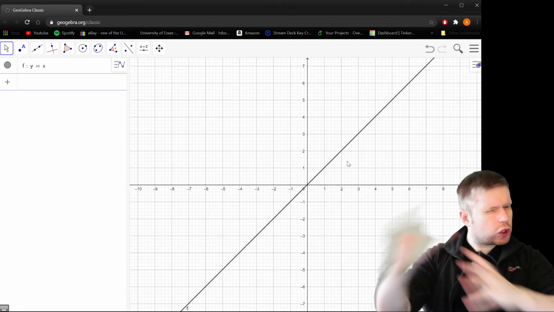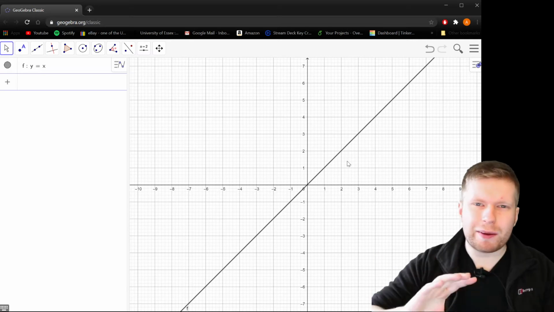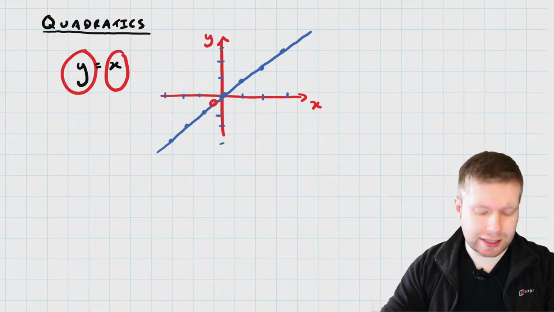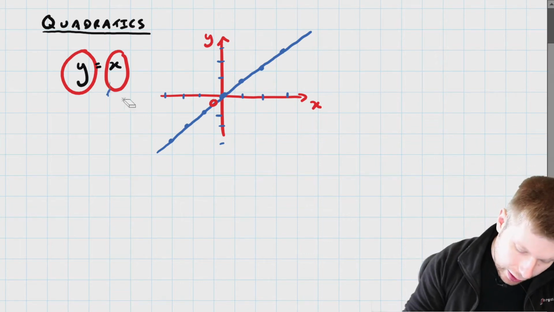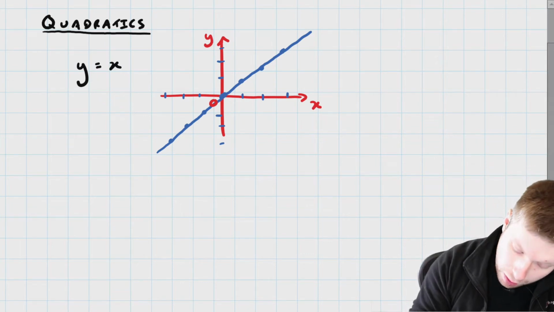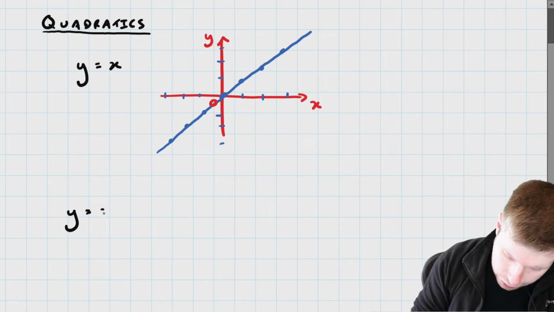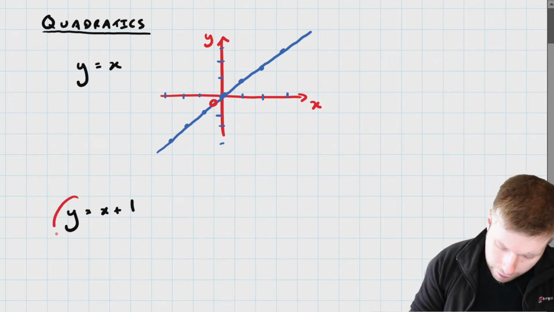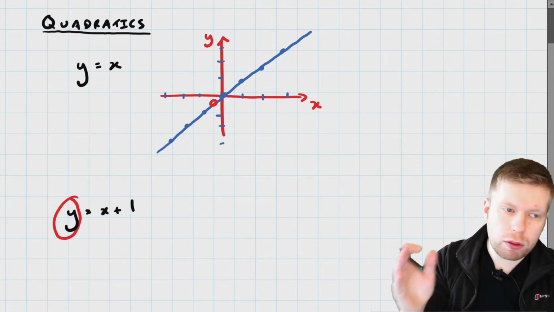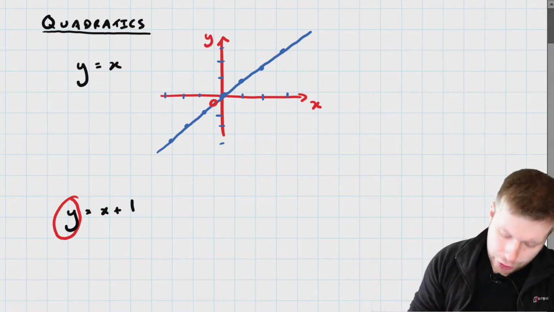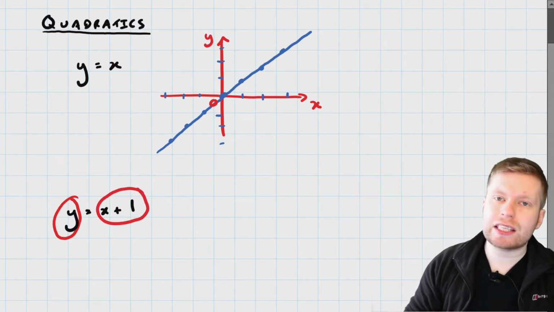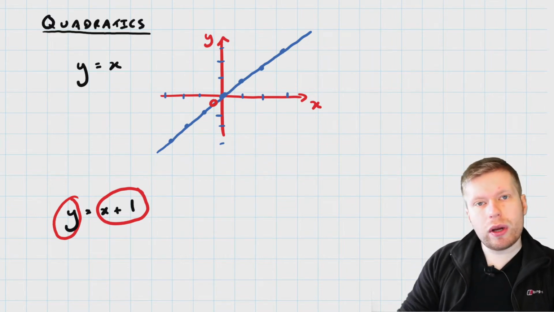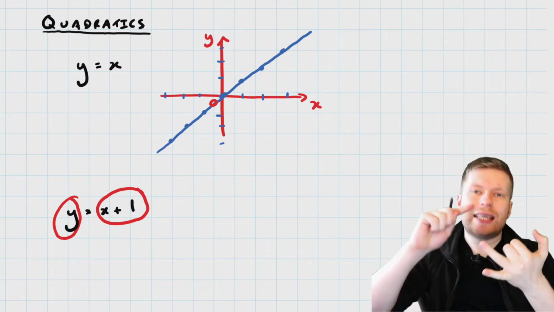Now, what if I want to do something with this graph? What if I want to make it look a bit more interesting? Well, let's suppose instead of looking at y = x, we look at something like y = x + 1. Now just think again, what is this actually saying? Well, find me all the points which have a y value which is just simply whatever the x value is plus 1, okay?